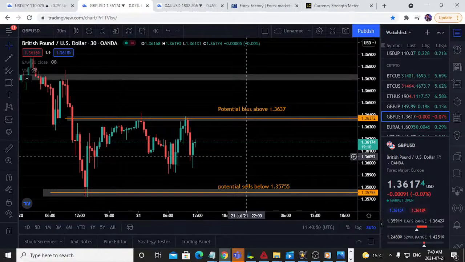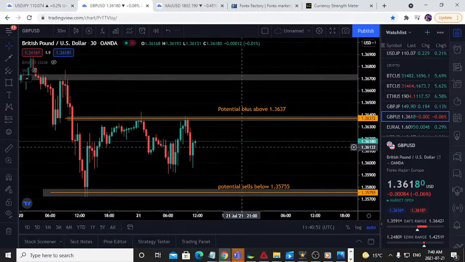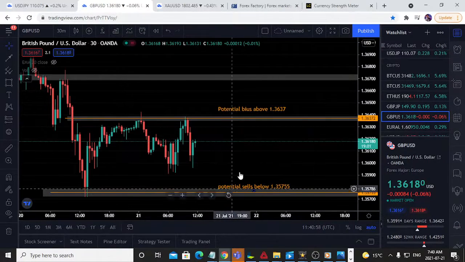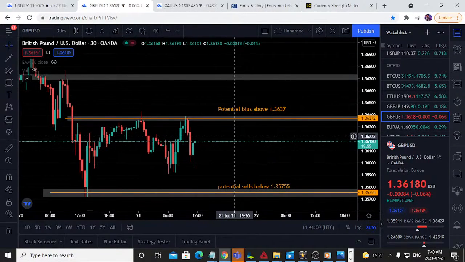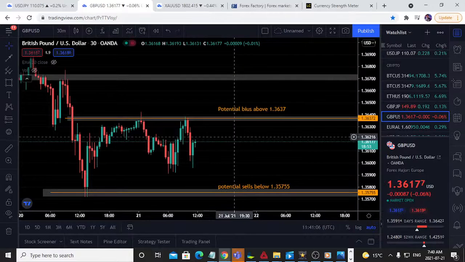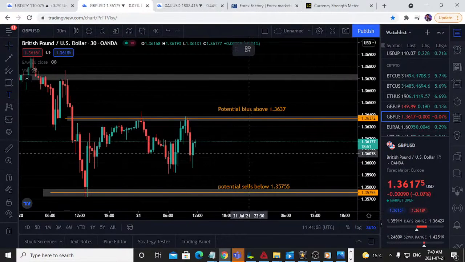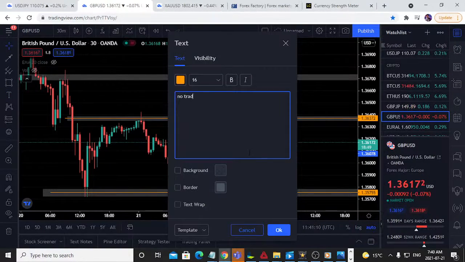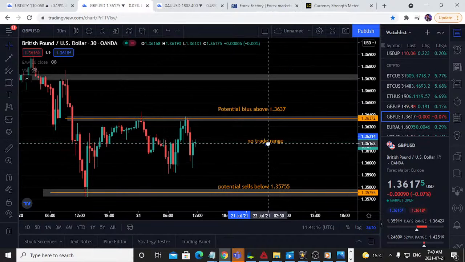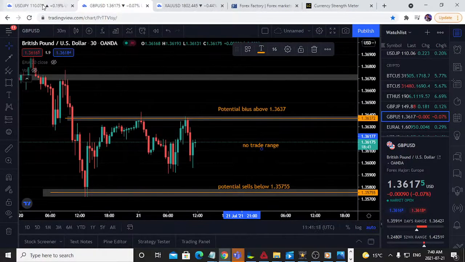And I think this was similar to the UJ trade yesterday. Maybe I was being a little bit too confident. But in the UJ trade yesterday, if you go back to the video, you'll see that UJ stayed in the range the entire time and really didn't break out of that range. So I think what I'm going to do next time is just say no trade range. No trade range right here. This is a no trade range.